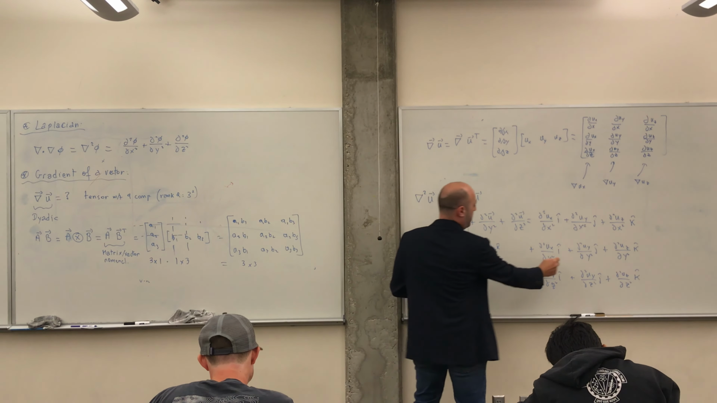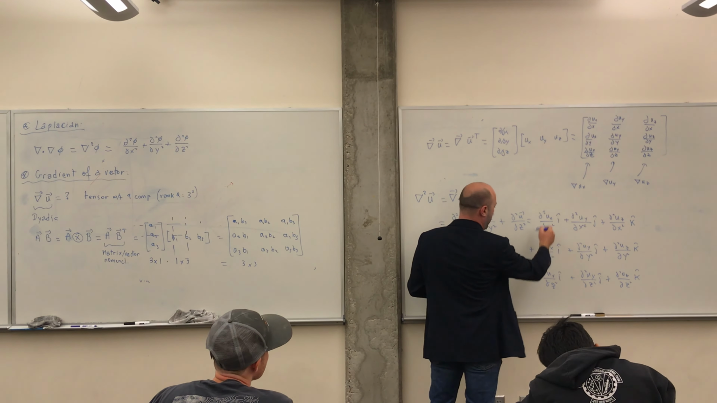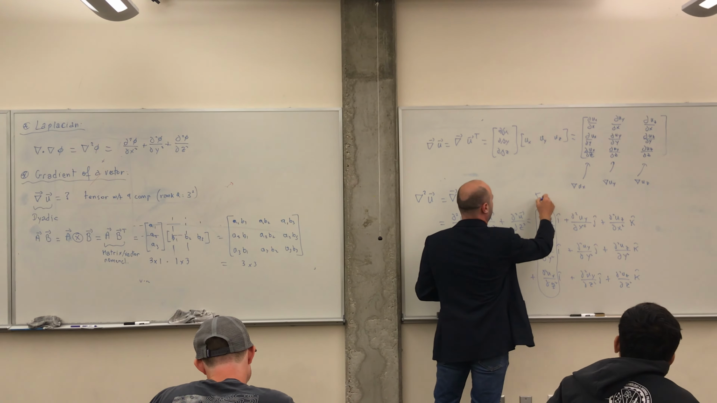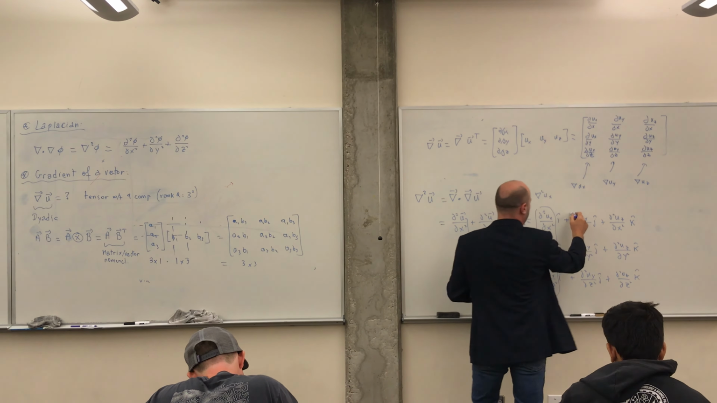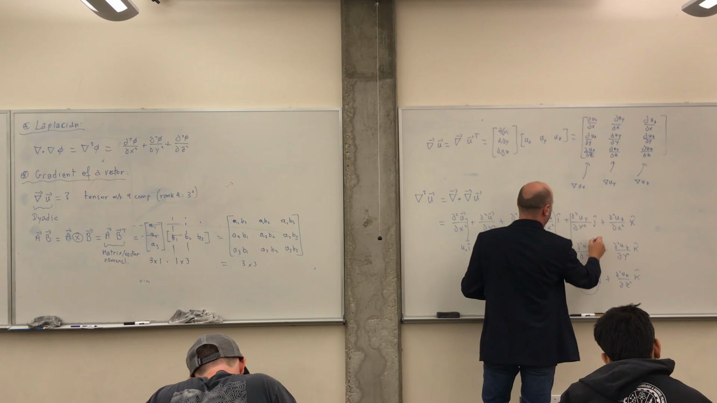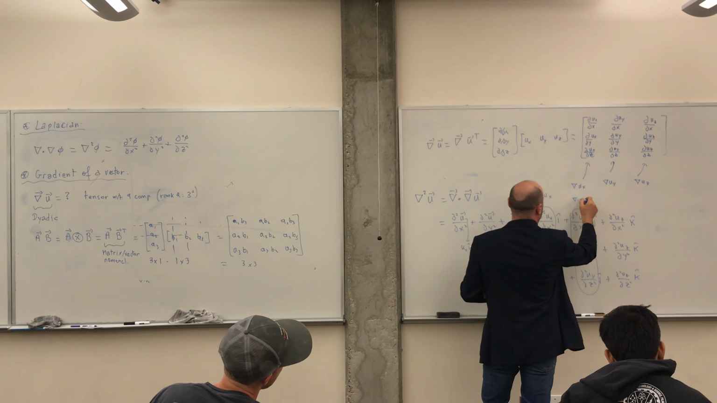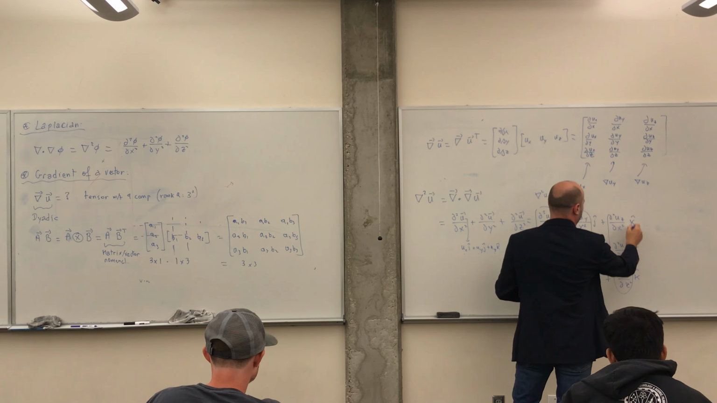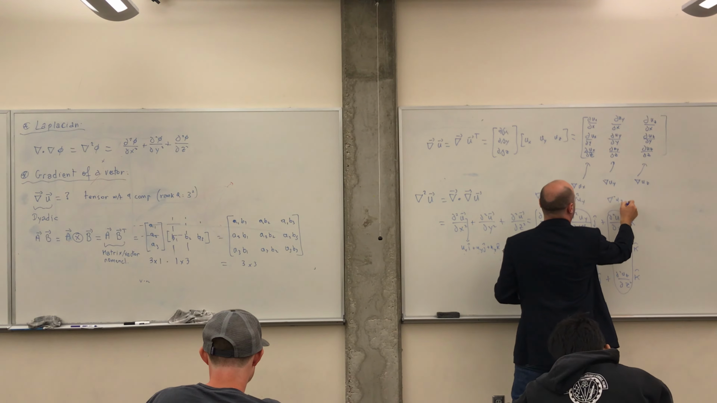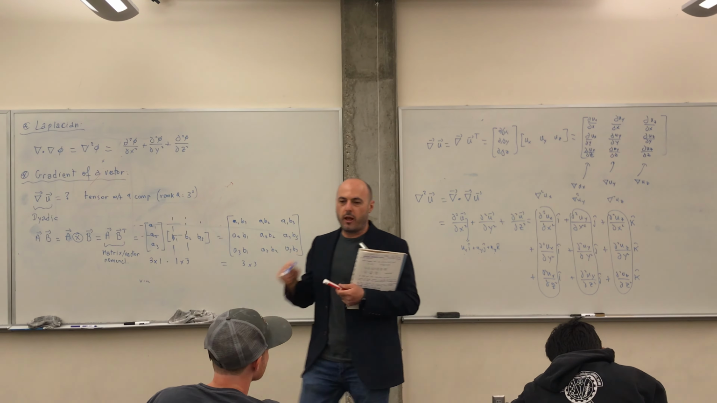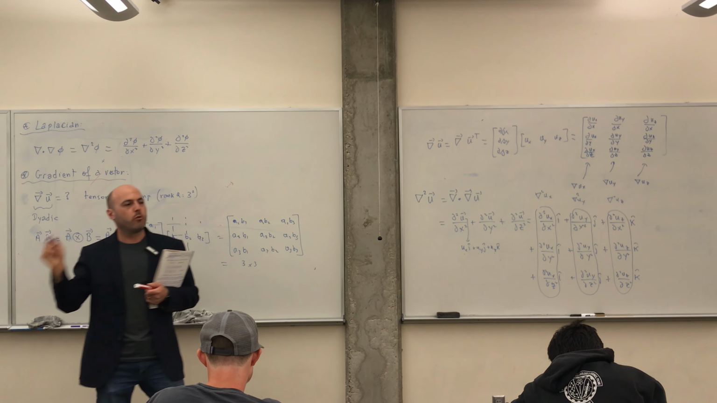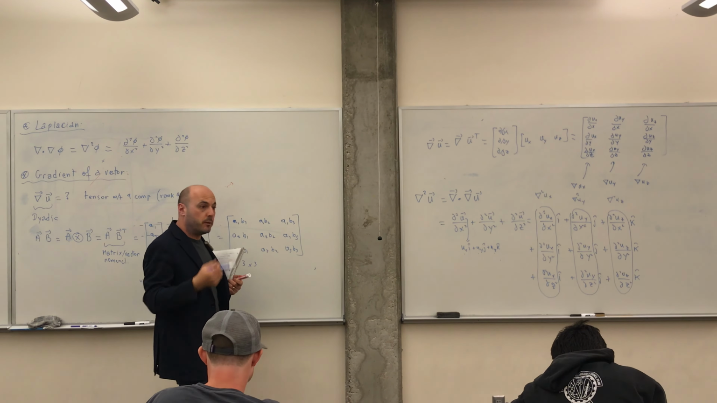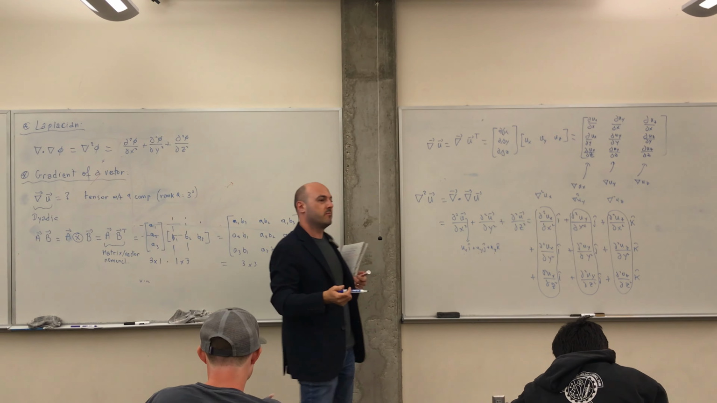Okay? The x component of this vector is the Laplacian of ux, right? And the j component of the vector, or the y component of the vector, is the Laplacian of uy. And the z component of the vector is the Laplacian of uz. Again, we're applying the Laplacian on the individual components of the vector field. Okay? But it results in a vector.